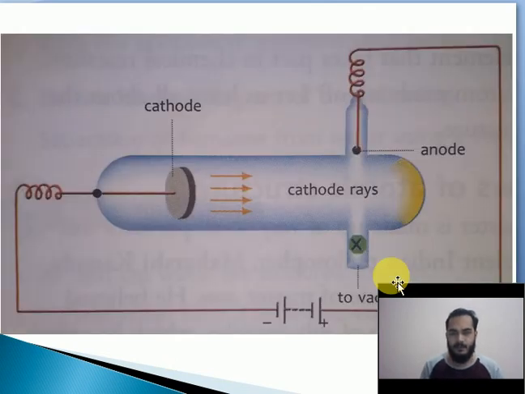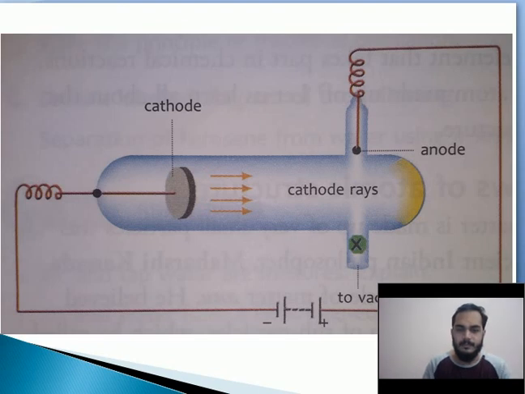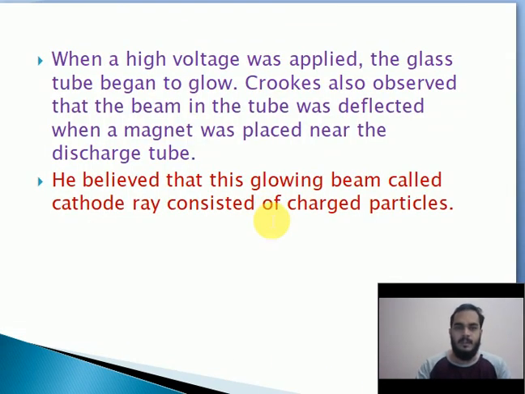So here is a picture showing one glass tube. First we remove the air from inside the glass tube. Then we fix the two electrodes on both sides and connect the power. When a high voltage was applied, the glass tube began to glow.